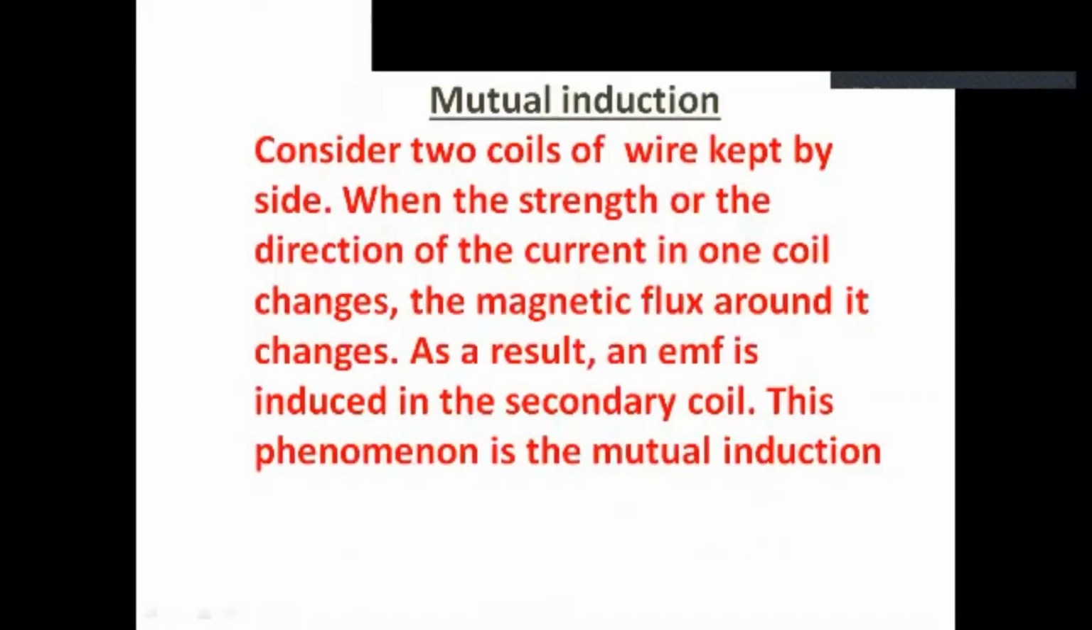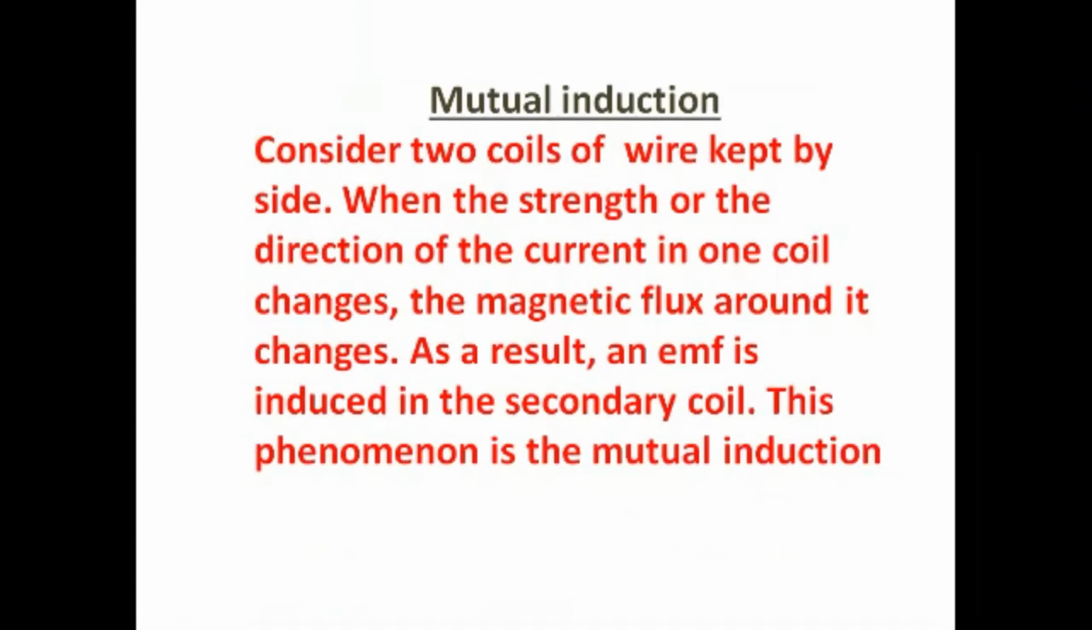Mutual induction. Consider two coils of wire kept side by side. When the strength or the direction of the current in one coil changes, the magnetic flux around it changes. As a result, an EMF is induced in the secondary coil. This phenomenon is mutual induction.